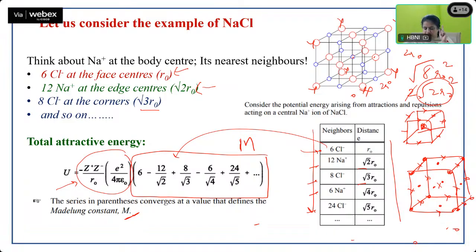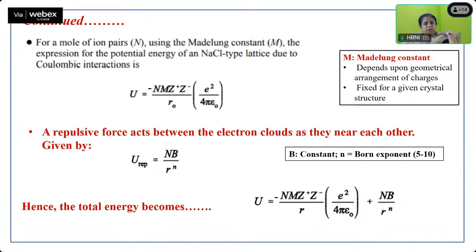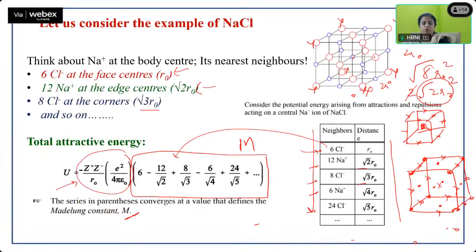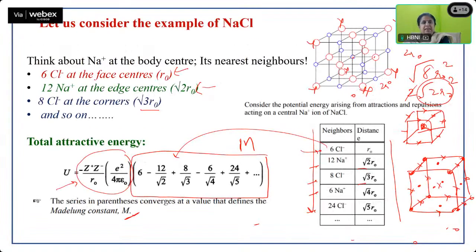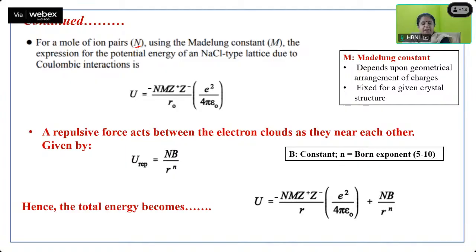Okay, I hope this much is clear. So now this was only for one sodium. Now suppose we talk about 1 mole of ion pairs. In that case, I am representing this entire parenthesis value by M, and M, z plus, z minus, pi epsilon naught, this factor, and I multiply it by the number of ion pairs, which is N.